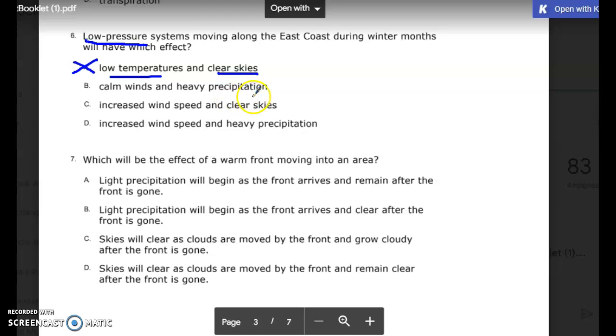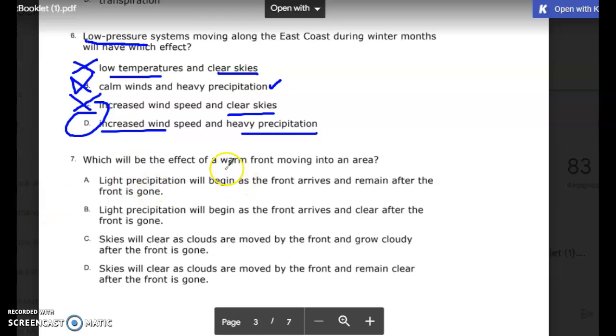The best answer so far, maybe. Increased wind and clear skies. Increased wind and heavy precipitation is your best answer. I just wanted to make sure that there was something about precipitation in my answer. So I didn't get rid of B, but once I read D, I'm like, oh, that's most definitely the answer. It is not calm winds. When you have low pressure systems move in, that means that there's another high pressure system somewhere else, and you have differences in air pressure, and we just said when you have differences in air pressure, you have wind.